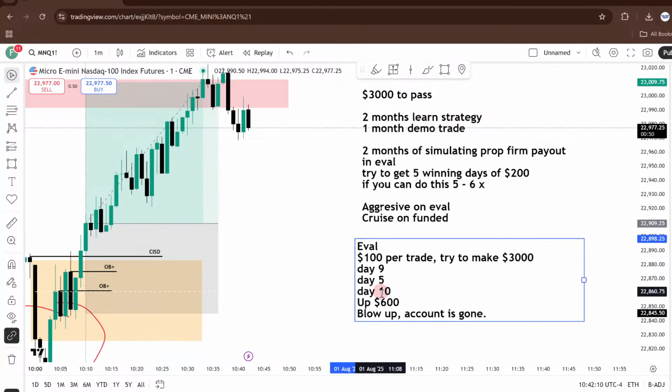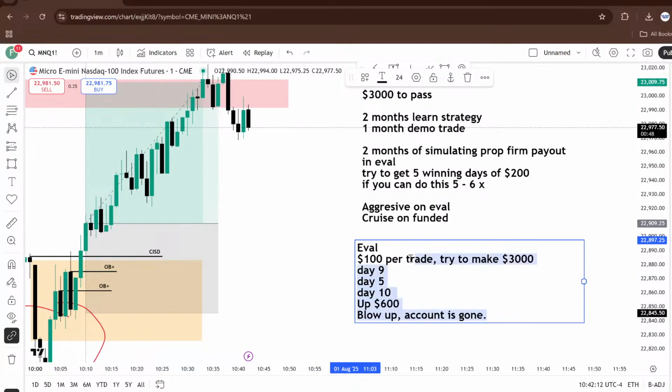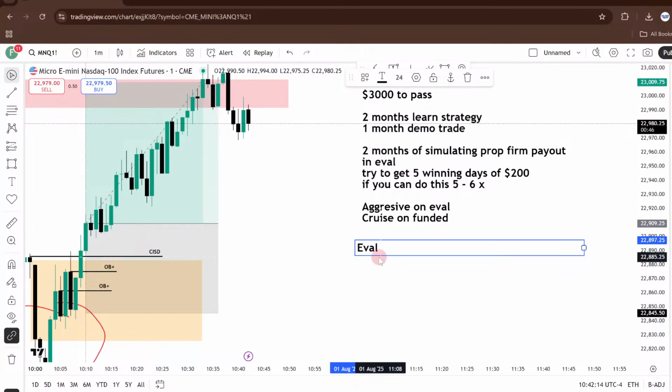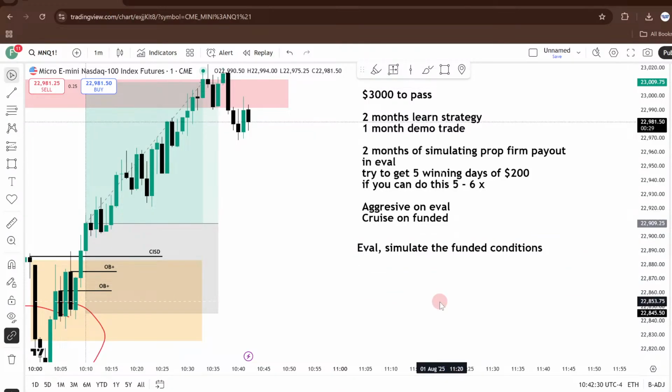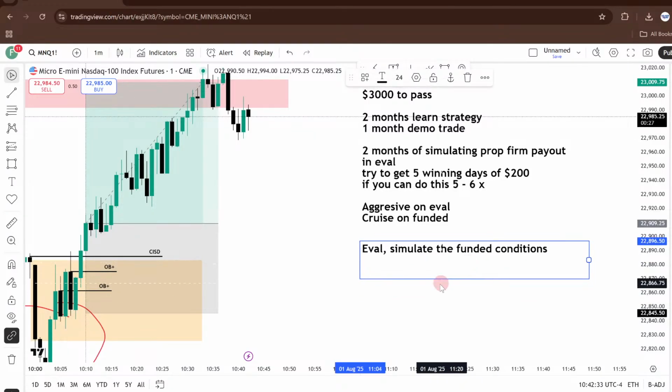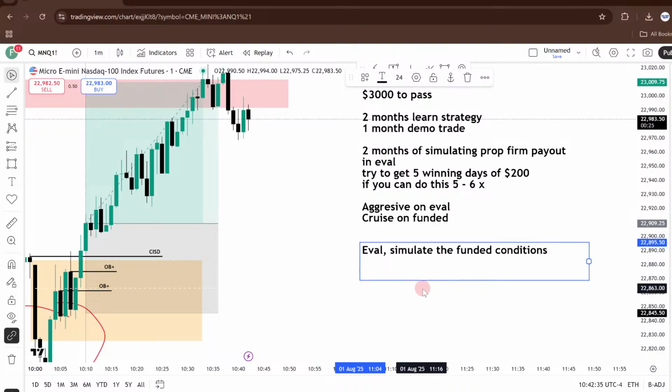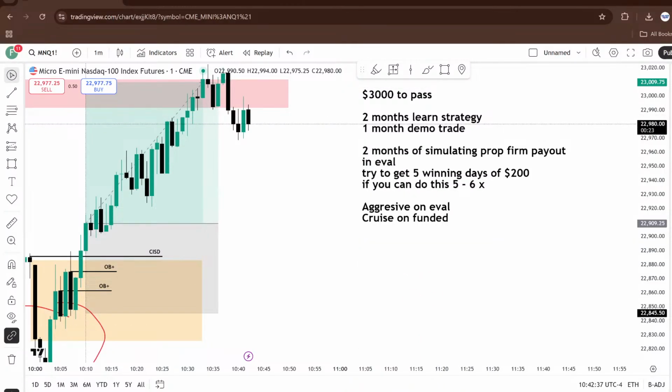So instead of doing this, take the pressure off, and in the eval, simulate the funded conditions. Because if you can pass an eval in 1 or 2 days, 3 days, maybe 4 days, with higher risk, then when you get to the funded account, you're literally just doing what you did in the eval, and you're going to get a payout. Much easier than doing it this way. And that's my advice for myself, if I could go back in time.